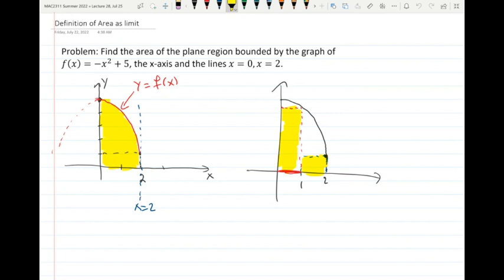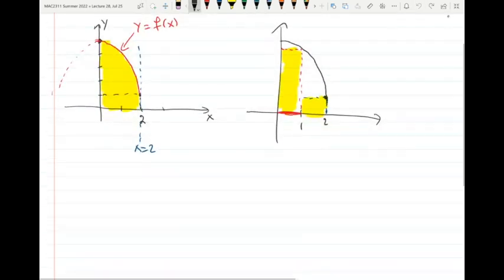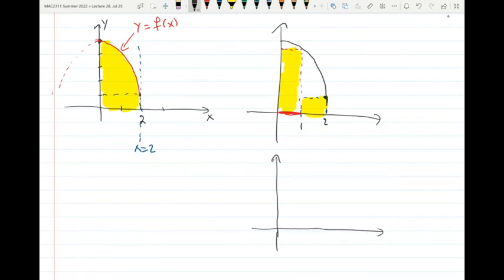So for example, if I use 4 rectangles instead of just 2, how would the picture look like? Again, we have the same interval, 0 to 2, okay?